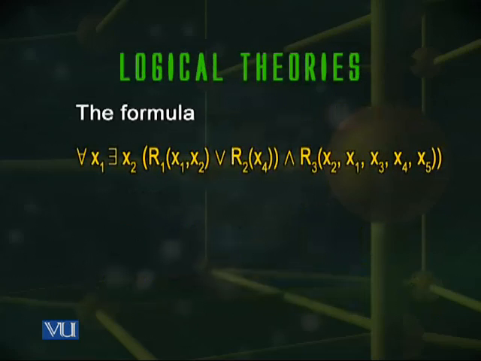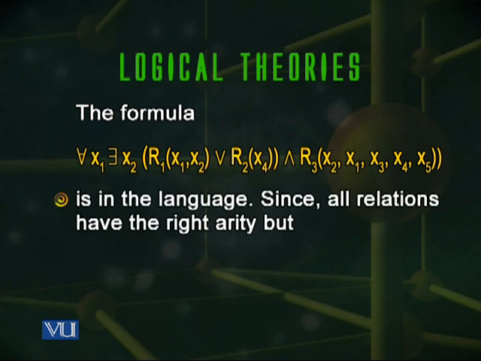For all x1 there exists x2, R1 of x1, x2. R1 is used as a binary relation, so its arity is correct. Or R2 of x4: since R2 is assigned a unary relation, its arity is correct. And R3 of x2, x1, x3, x4, x5, and its arity is also correct. So this formula is in the language of the model.